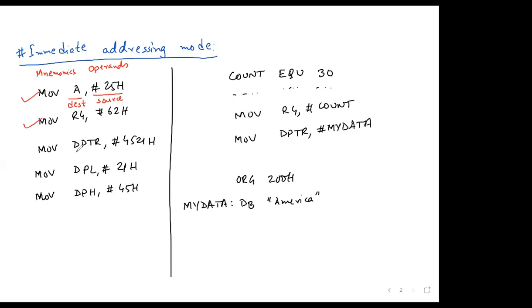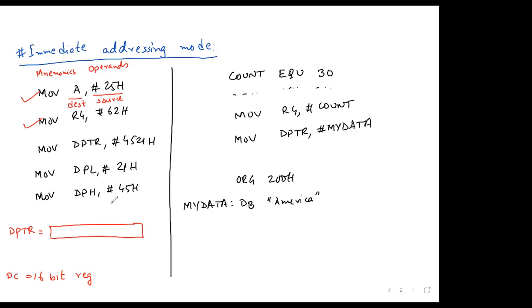Now look at this DPTR. I'm just helping you recall. Your DPTR is a 16-bit register. Your program counter is also a 16-bit register, but DPTR and the program counter are two separate registers. Don't get confused with these two. These are not the same register. Both of them are 16-bit registers, but functionally they are different.